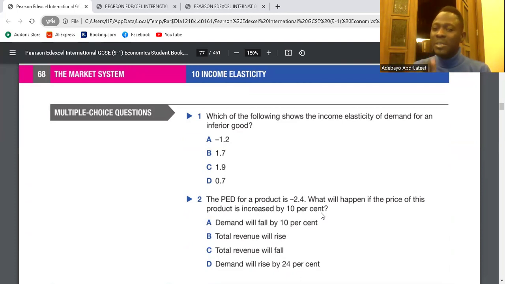So if you increase the price of this product by 10%, what happens? Total revenue will fall. Is it clear now? Yes. The product is price elastic, so if price increases, nobody will buy, and the demand will fall. Is chapter 10 clear? Yes, it's clear. All right, so we'll go to chapter 11.